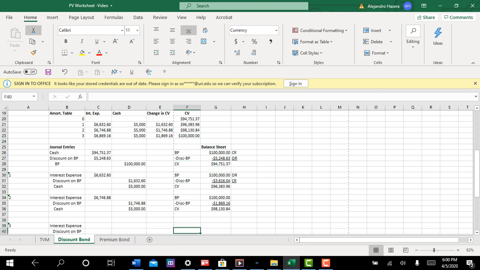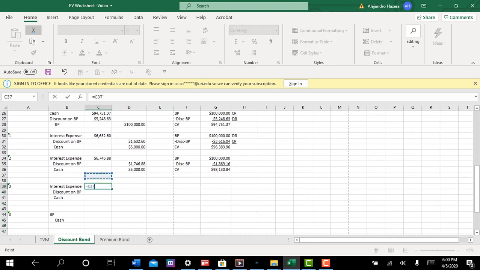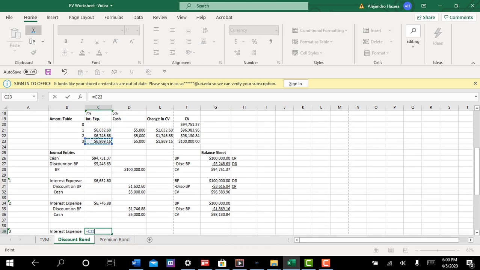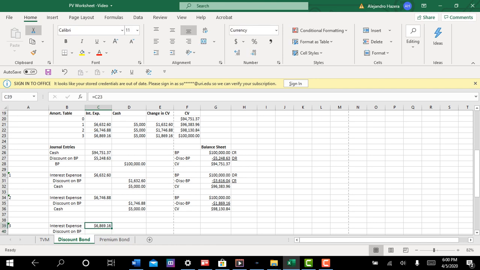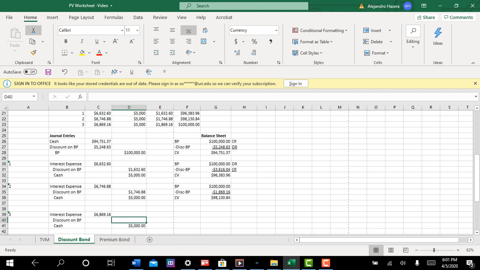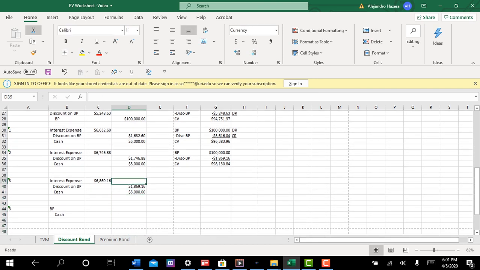Now let's get our interest expense entry. Let's get our entry for the last year, then we'll do our final entry. Okay, your interest expense for the last year, 6,869.16. Your cash is the same. This is cash that you're paying, which is $5,000, and then the amount that you're going to write off the discount for is the change in the carrying value, which is a credit. I made that little mistake there, but that's okay. Okay, which is a credit for that amount right there.